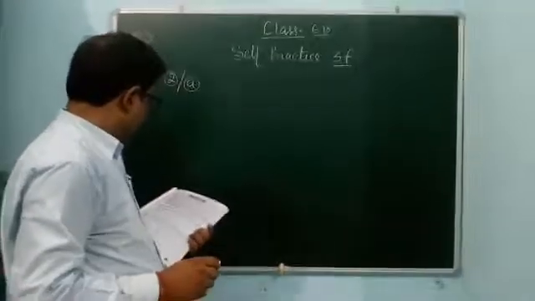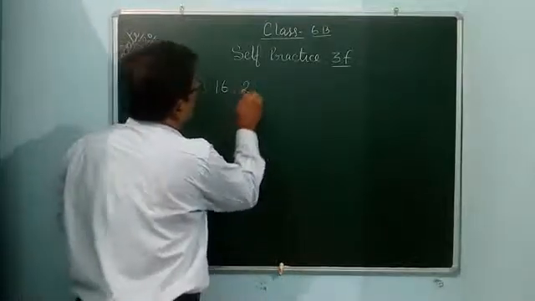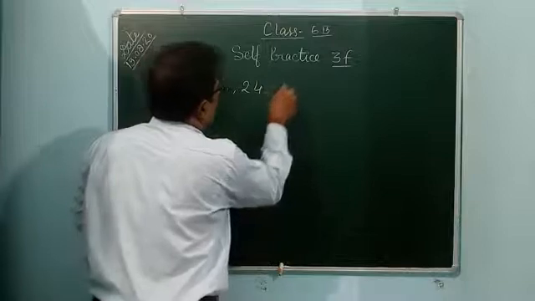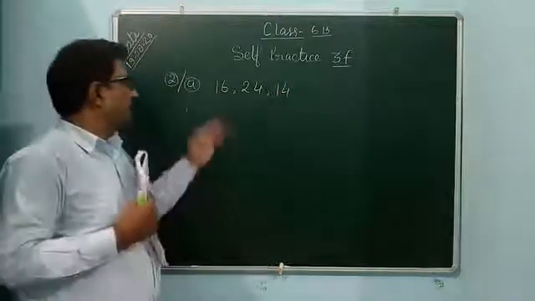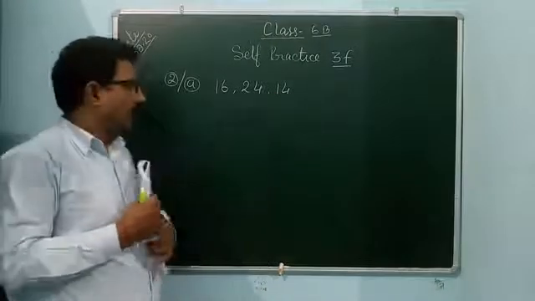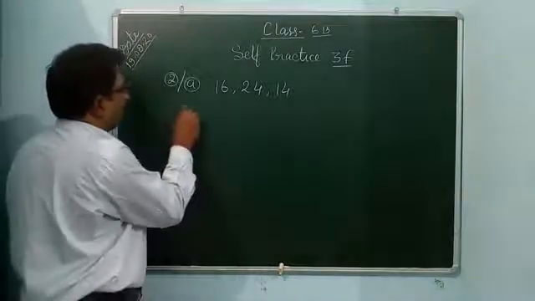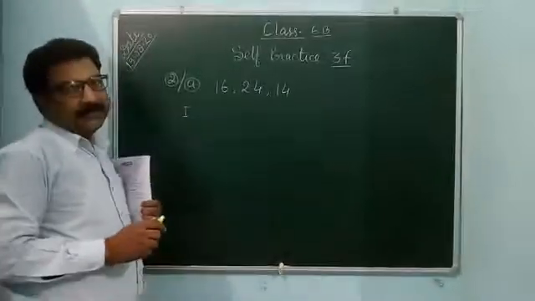16, 24 and 40. 16, 24 and 14. I am using three methods to find it. How? I am using the first method as the prime factorization method.